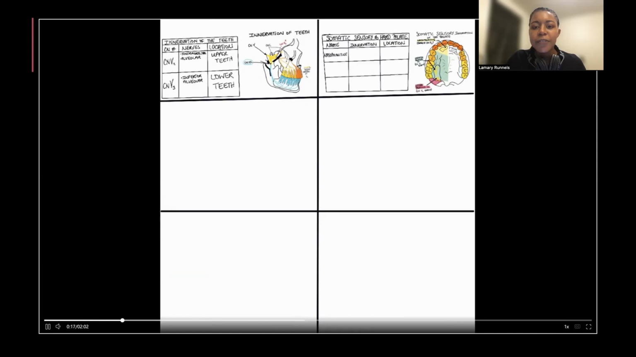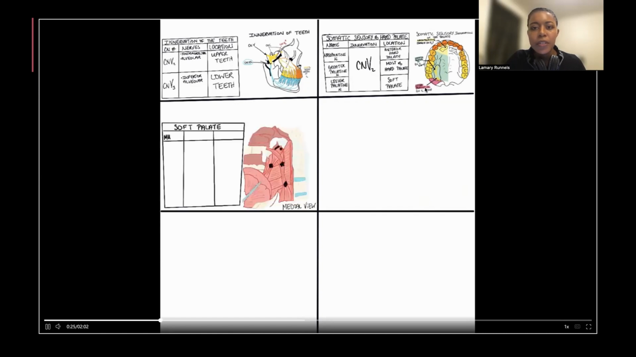Specifically, cranial nerve 5, branch 2, innervates the hard palate in 3 different locations. And so you have the nasal palatine location, the greater palatine location, and then you have the lesser palatine location, which is specifically the soft palate.